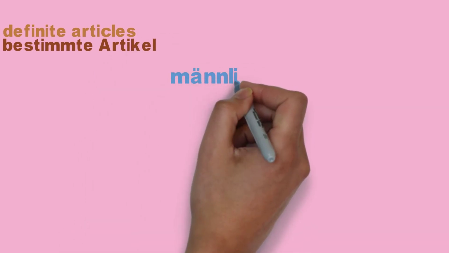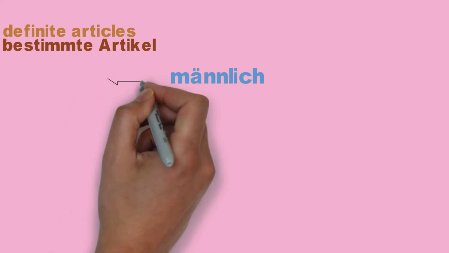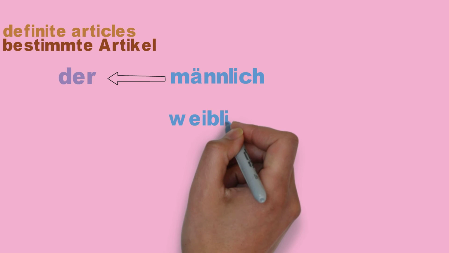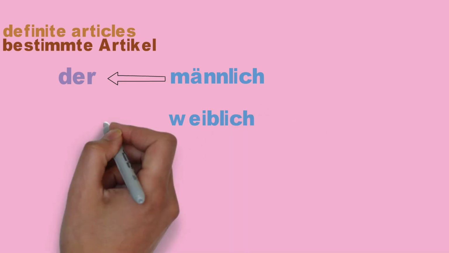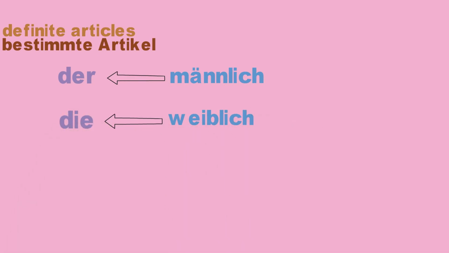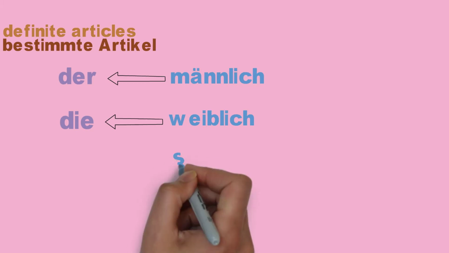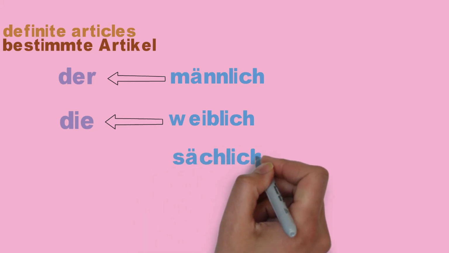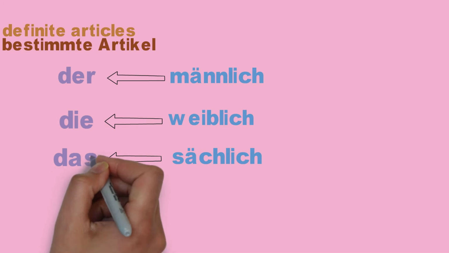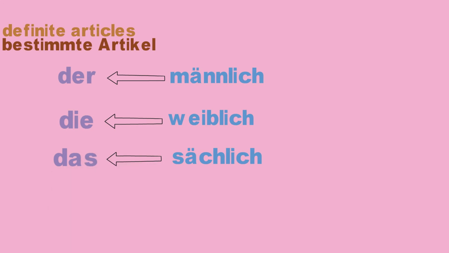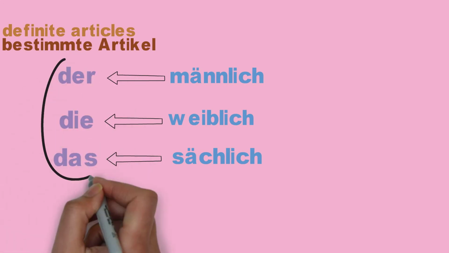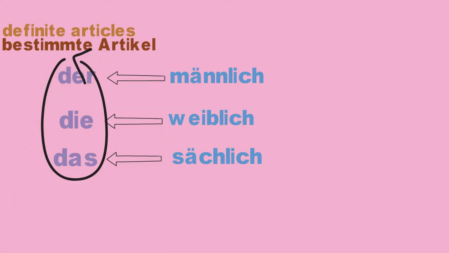First, we will see corresponding definite articles or bestimmte Artikel for each gender. Definite article of männlich gender is der. Definite article of weiblich gender is die. Definite article of sächlich gender is das. The meaning of all these definite articles is the.